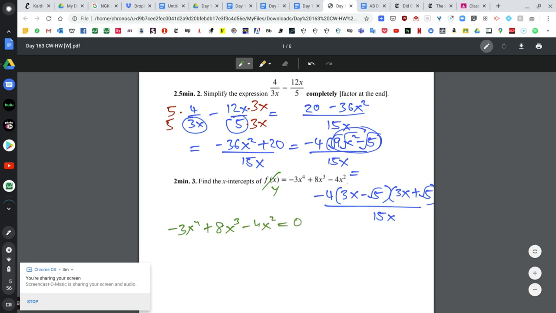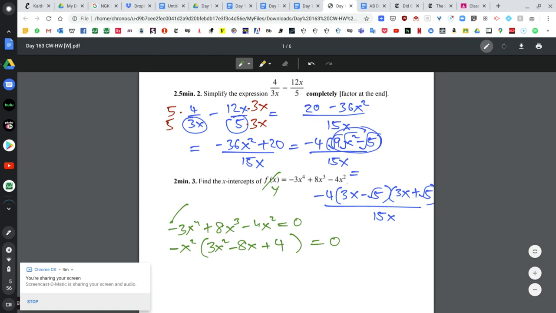Next step, what could I do? You could take out a negative. If the leading term has a negative, you must take it out. And then x squared. What are your signs? What comes inside? 3x squared minus 8x plus 4.